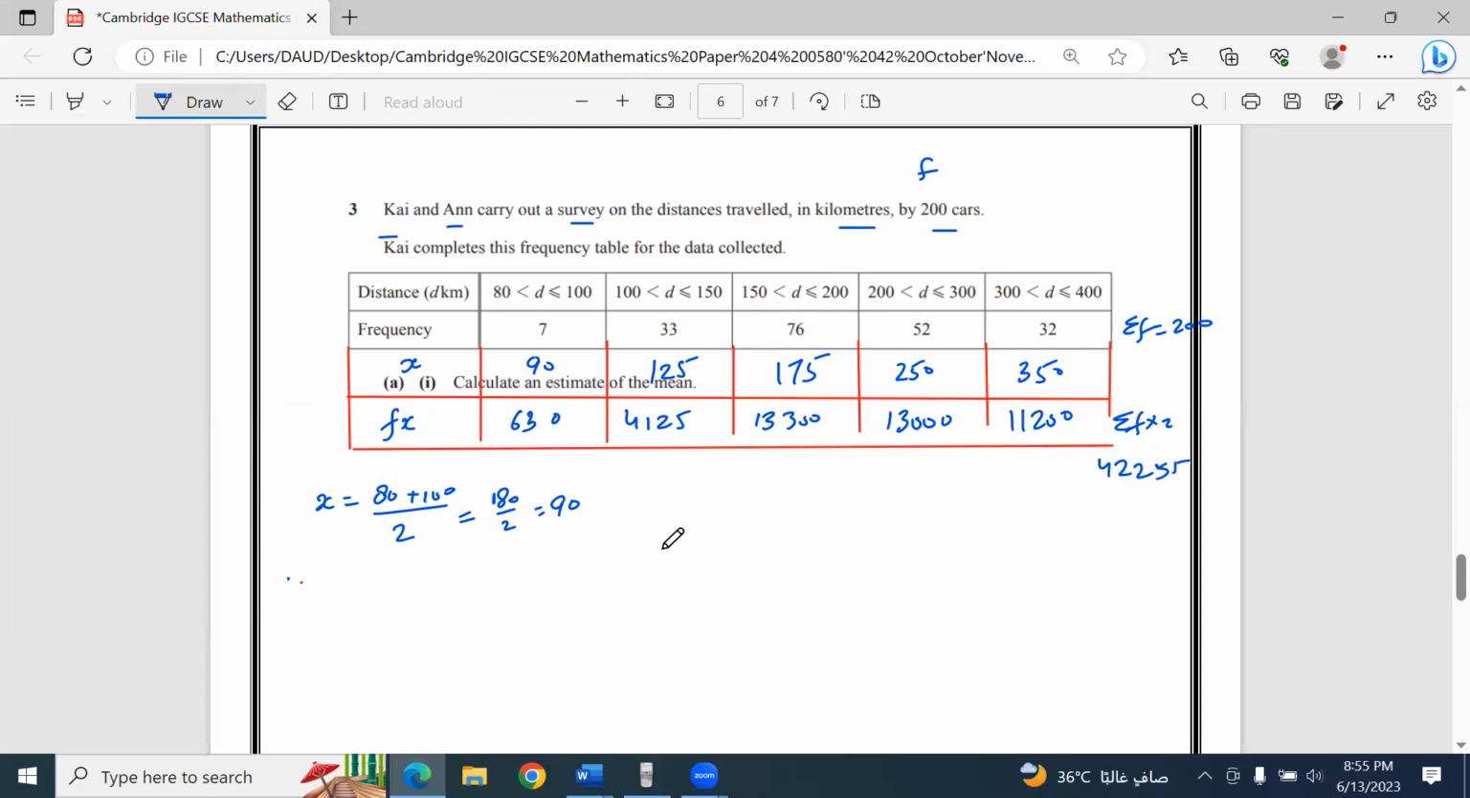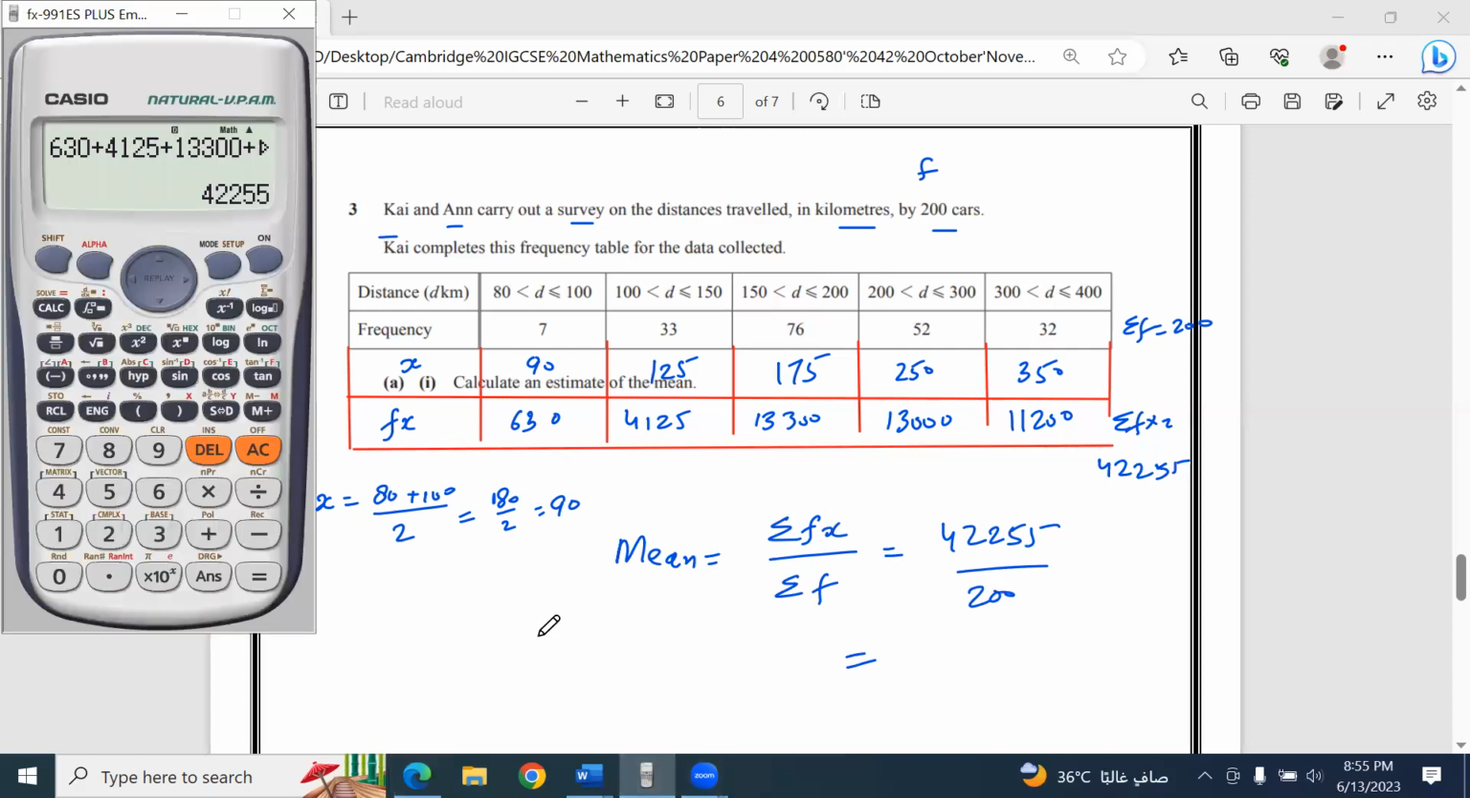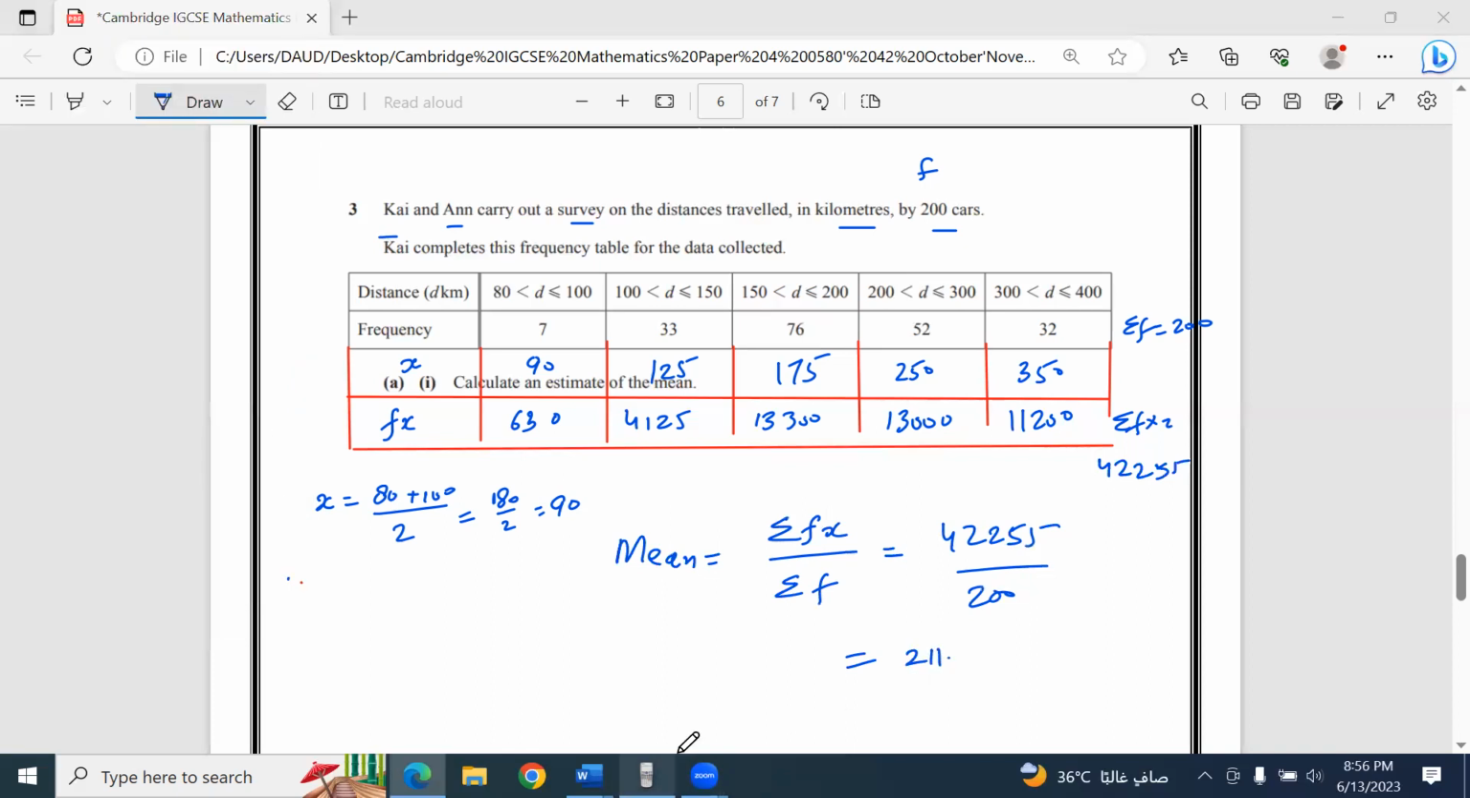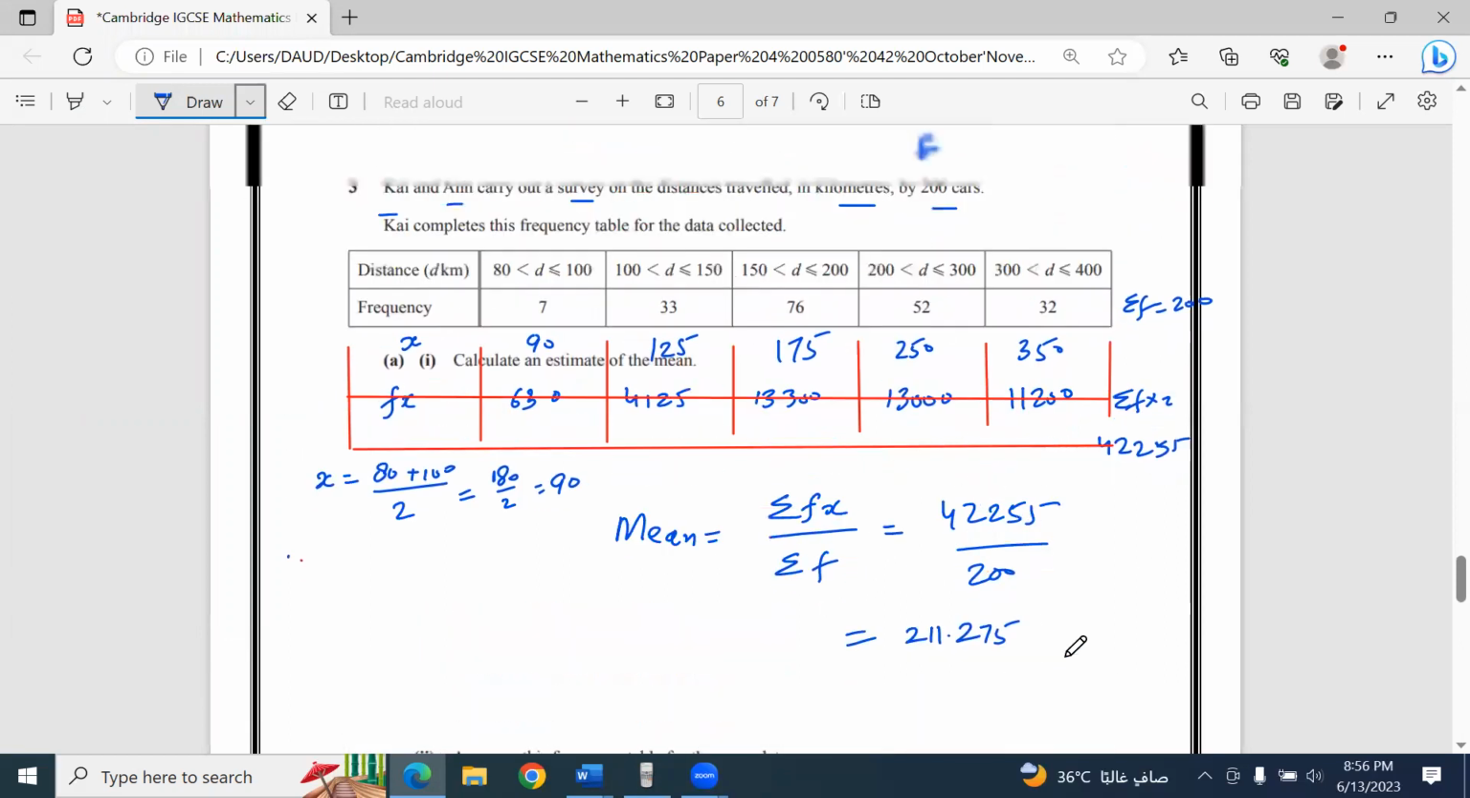So the rule to find the mean from group data is summation fx over summation f. Summation means to add, sum. So summation fx, 42,255, divided by 200, that gives us 211.275. This is our required mean, our estimated mean. We move on to the next part of this question.